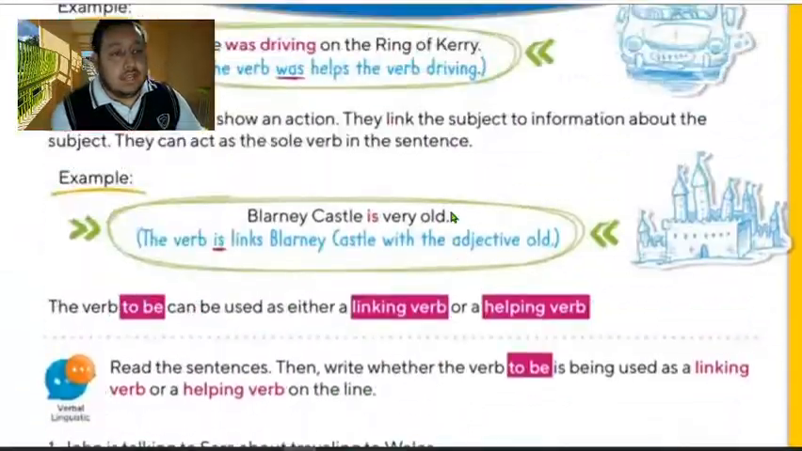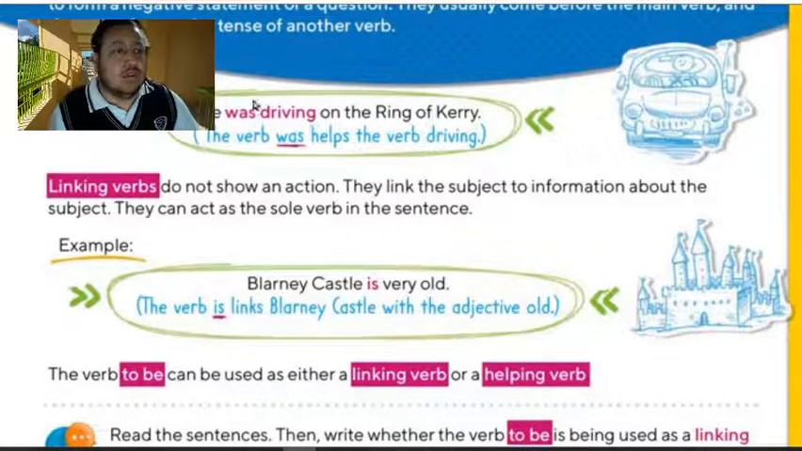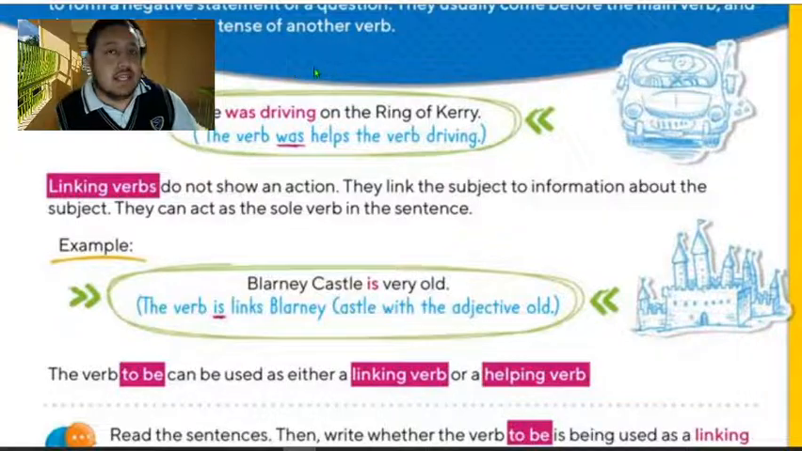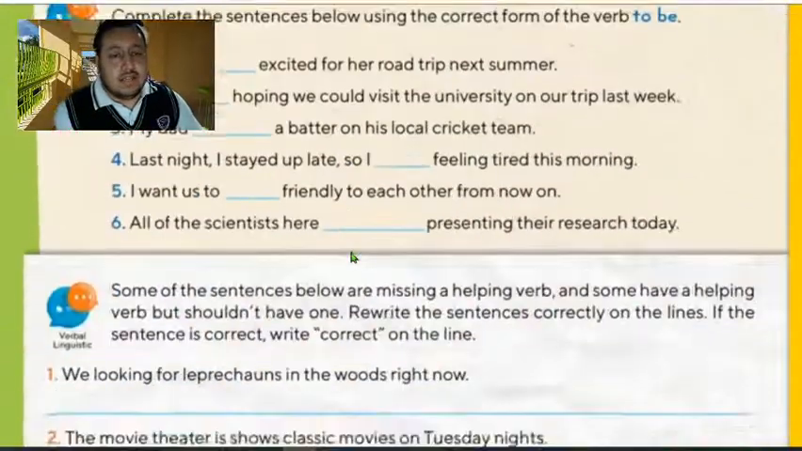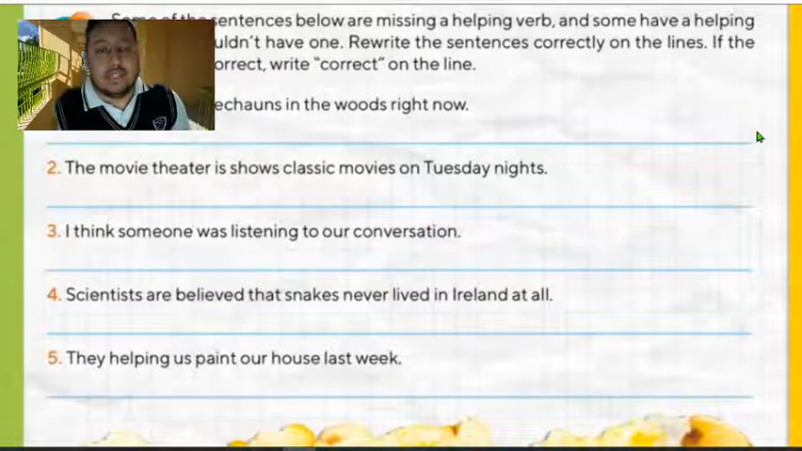Recuerda basarte en estas dos instrucciones. Si hay un verbo después de verb to be, pero no está en ing, entonces no lleva el auxiliar. Si hay un verbo con ing, pero no tiene el verb to be, entonces aquí sí lleva. Right, so pay attention, guys, and I hope you can do it. Espero que lo puedan hacer. I think it's very easy, this one for you.